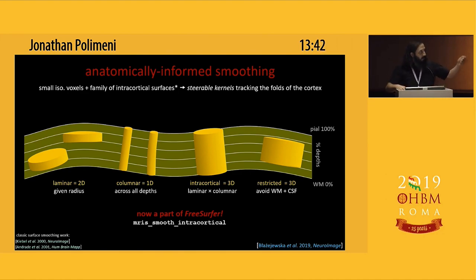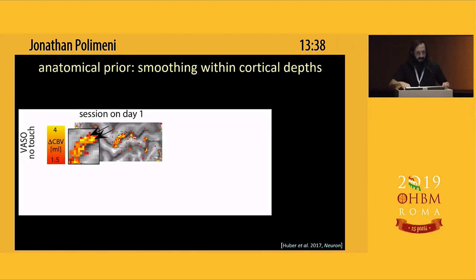I just want to point out that this tool is now a part of FreeSurfer, so I encourage you to give it a try. So here are some examples of performing this intercortical or interlaminar smoothing. Again, a very strong prior on the data in order to smooth within cortical depths.